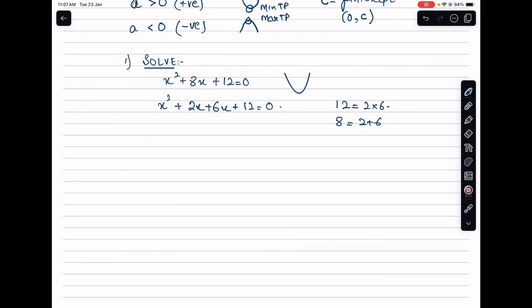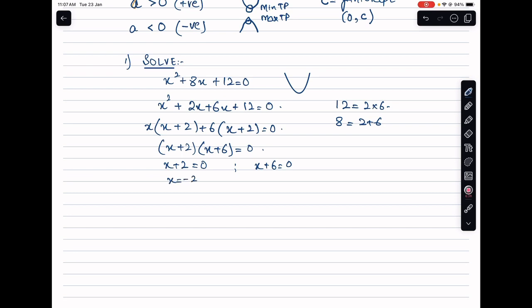So then I need to take common, and it should be x plus 2 and then plus 6 common, and then again it's x plus 2, which is equal to 0. And I can say that x plus 2 and x plus 6 is equal to 0. From here, I can say that the two x values are going to be x is equal to -2 and x is equal to -6.